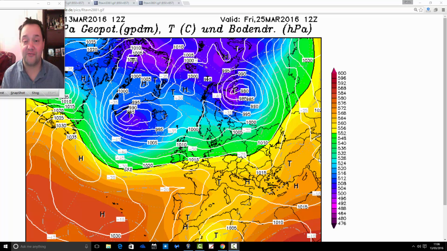Everyone's actually into the first update for Easter. Can you believe that the Easter bank holiday weekend is now within the extended time frame of the GFS model? It's right out at the far reaches of the GFS, really.